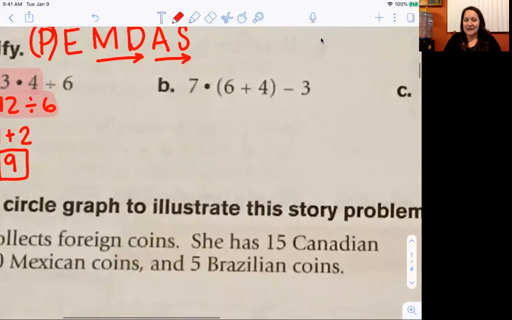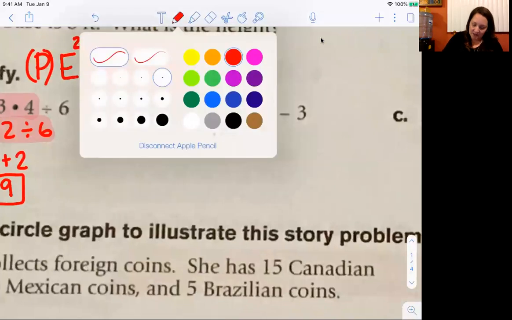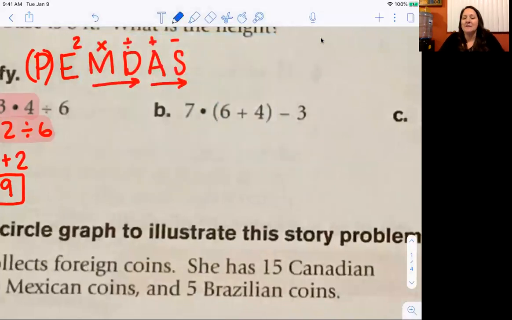Let's move on. Letter B. We'll keep that Pemdas there so you can see it. 7 times 6 plus 4 minus 3. Well, we do have parentheses in this case, so those should be done what? First. What is 6 plus 4? 6 plus 4 is 10.